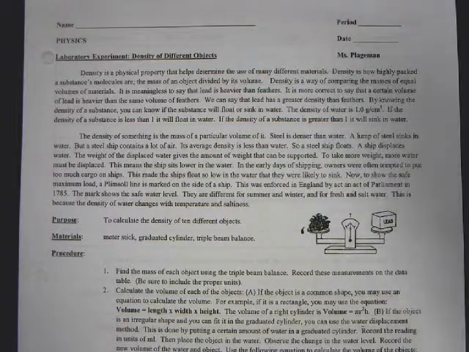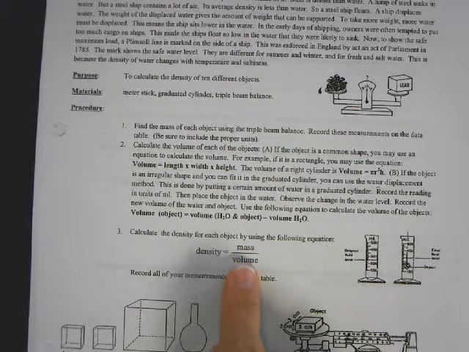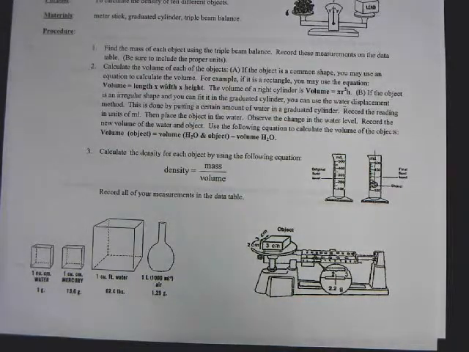In the lab, we're going to find the density of 10 different objects. Fundamentally, density is mass divided by volume. In this lab, we're going to use a triple beam balance to determine the mass. And a triple beam balance, like any other instrument, to read it correctly, you read to the smallest division, and then you approximate between the lines.